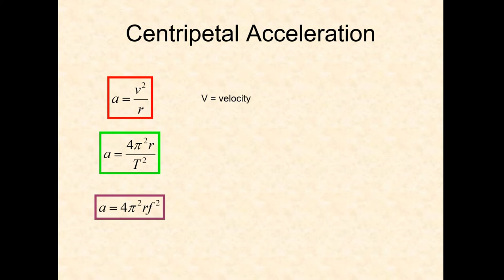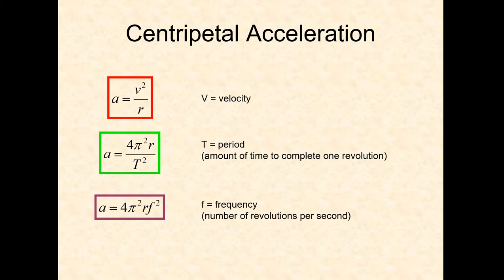The second one: acceleration is equal to 4π²r/T², again r is the radius. T in this equation is the period, which means the amount of time to complete one revolution, one full rotation in the circle. And the third equation: acceleration equals 4π²rf². R is again the radius, and f is the frequency, meaning the number of revolutions through the circle in 1 second.